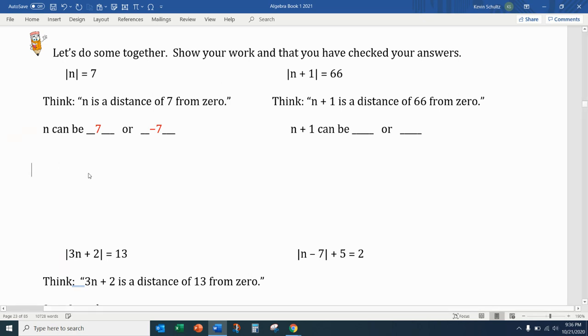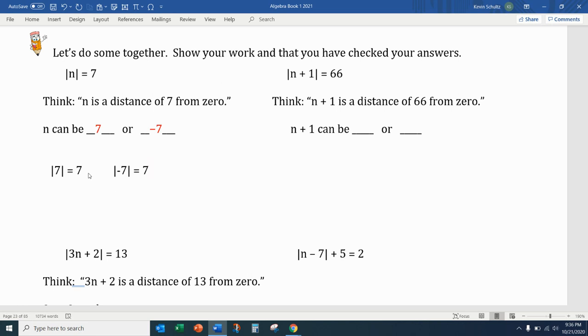And so to check this, we can type in here, the absolute value of 7, just replacing n with 7, equals 7. Is that true? Yes, it is. Check. The absolute value of -7 equals 7. Is -7 a distance of 7 from 0? Yes. So that also works.